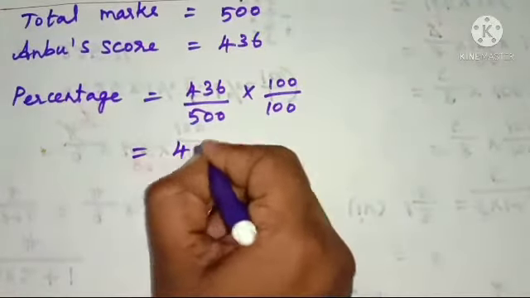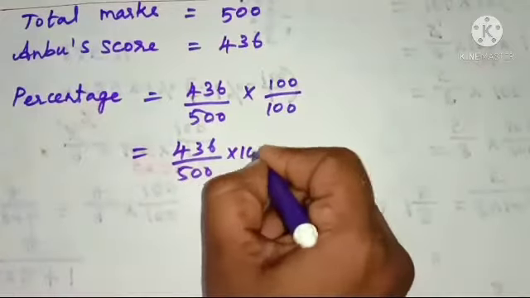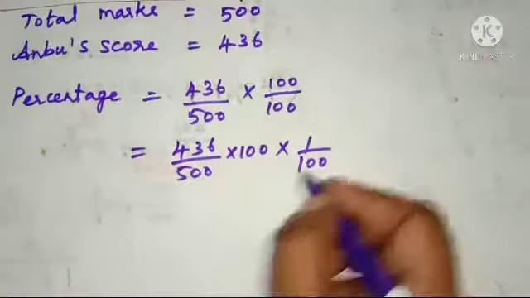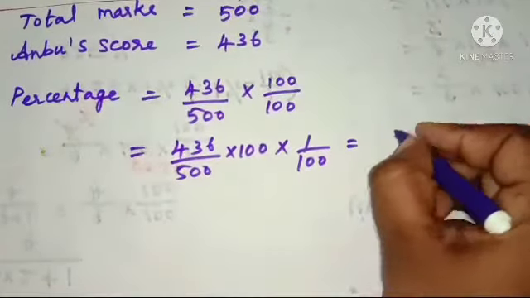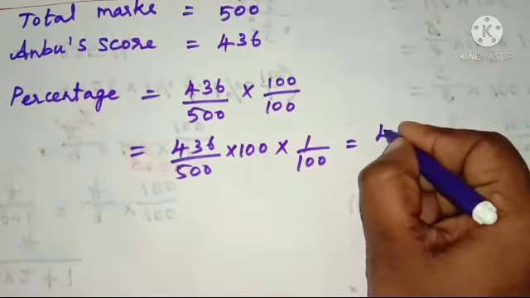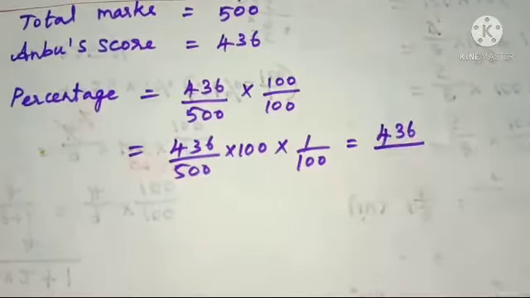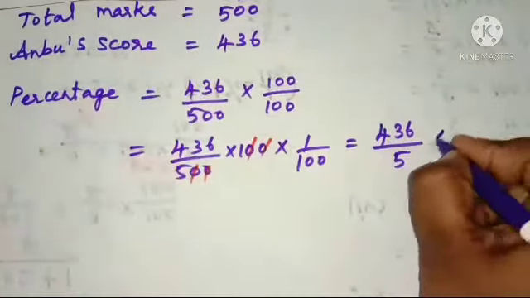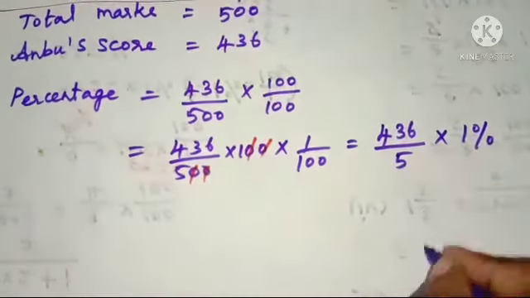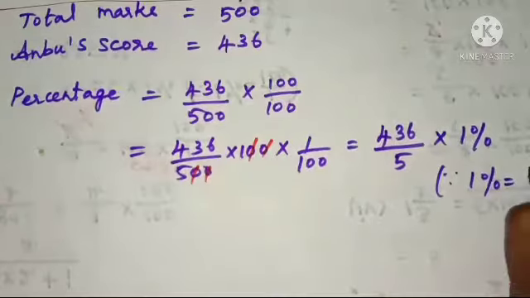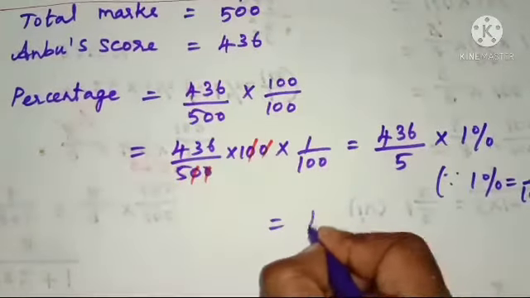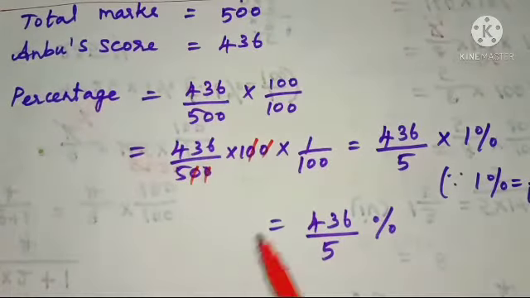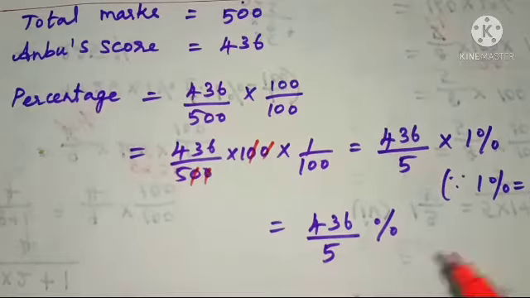Now 436 by 500, and keep 100 with this term, and 1 by 100 into 1 by 100. And in the next step, we have 436 by 5, cancelling 5 into 1 by 100 is 1 percentage, isn't it? 1 percentage is equal to 1 by 100. Now 436 by 5 percentage.